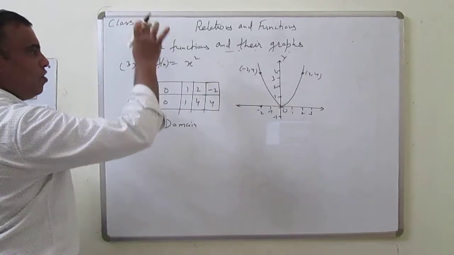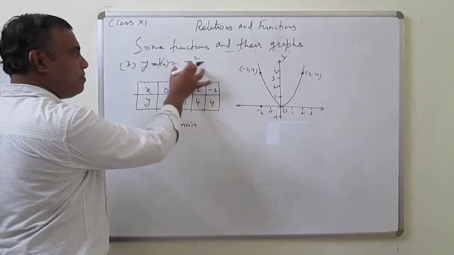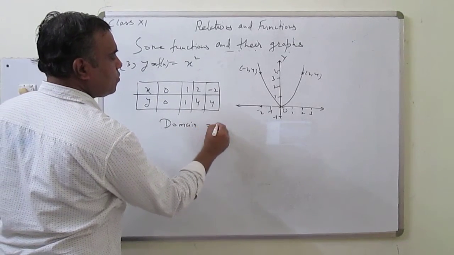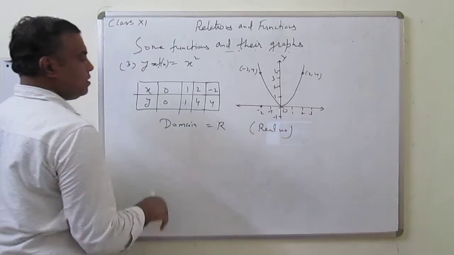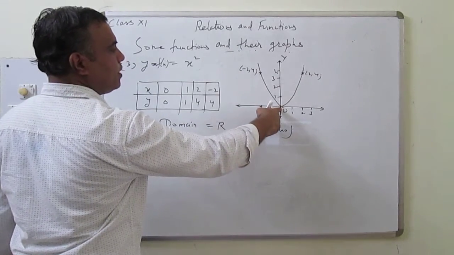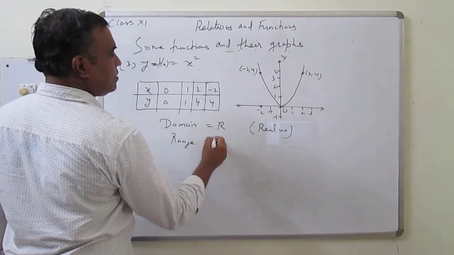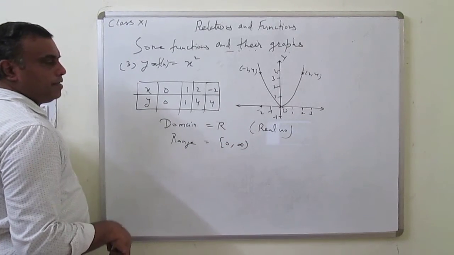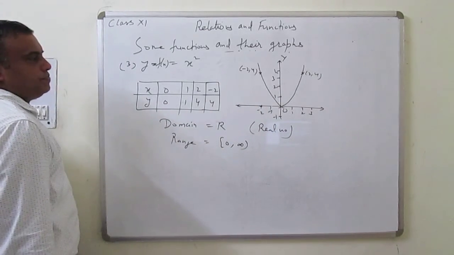Domain is for what values the function is satisfied. If we give any real number, we get the value of the function, so domain is equal to real numbers, R is the set of real numbers. Now what is the range? Where does the range start? It starts from 0 and goes up to where? It goes to infinity. So the range is 0 to infinity.